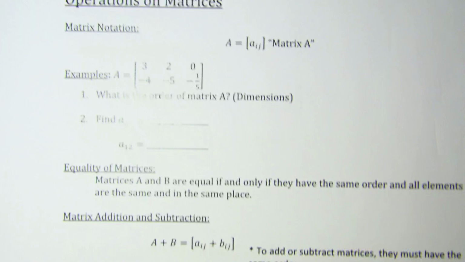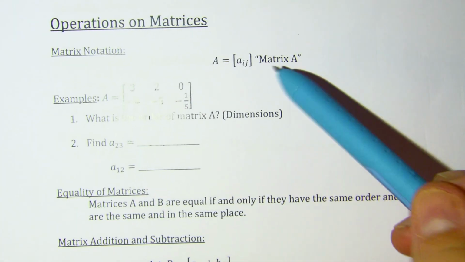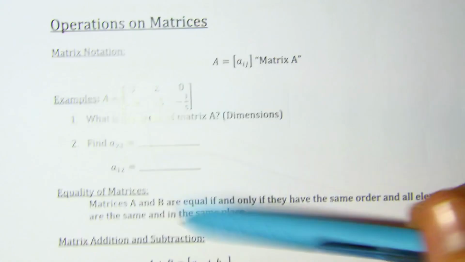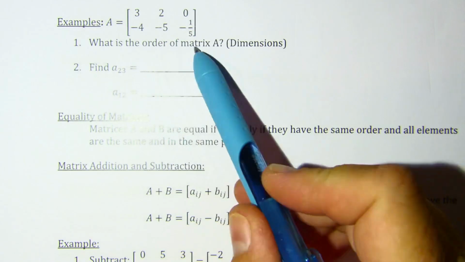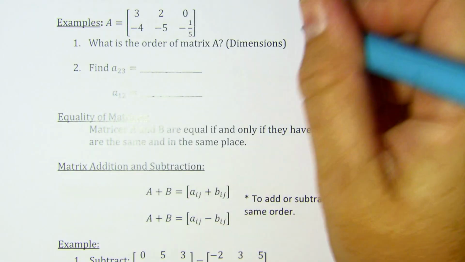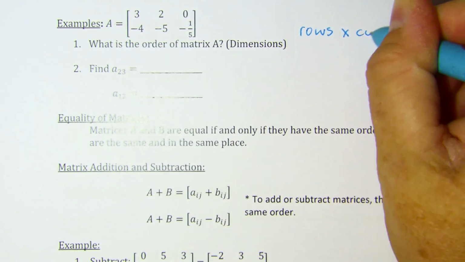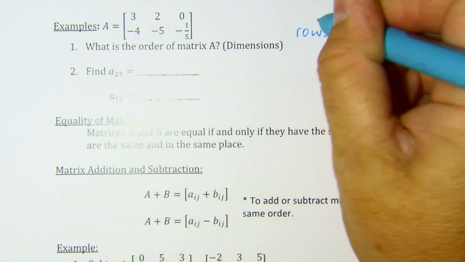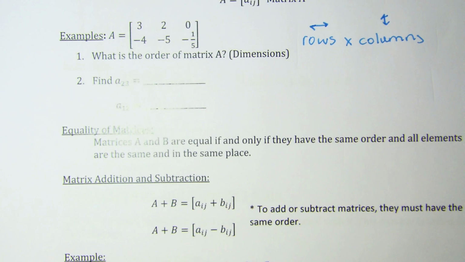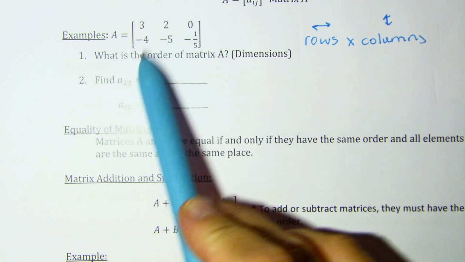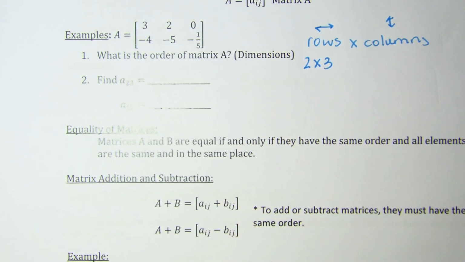Now what we're going to look at first are just basic operations with matrices. So if I have some matrix, let's just say we're talking about this matrix here, and we want to say what is the order. Well, the order of the matrix is just the dimensions, and you're always saying it is the number of rows by columns. Rows are horizontal, columns are vertical. So the number of rows is 2, the number of columns is 3. So the order of this matrix is a 2 by 3 matrix.